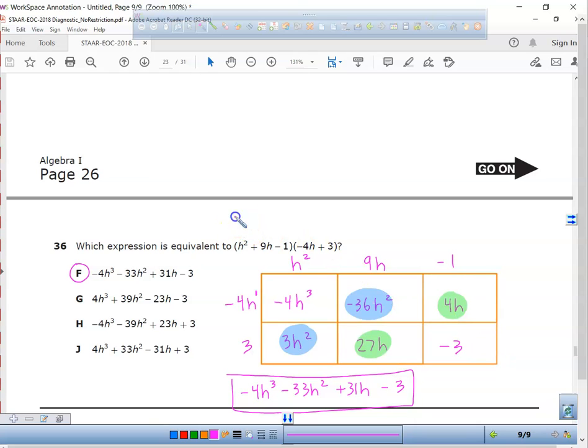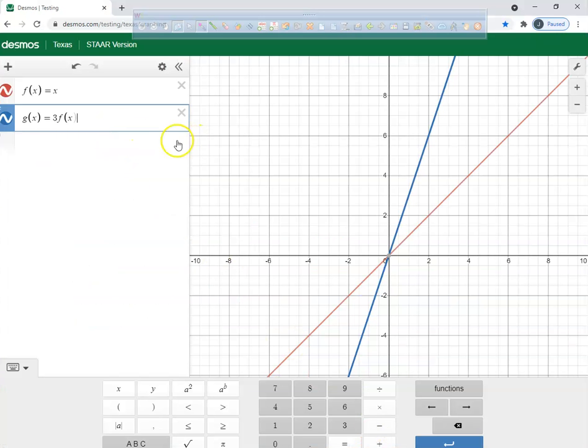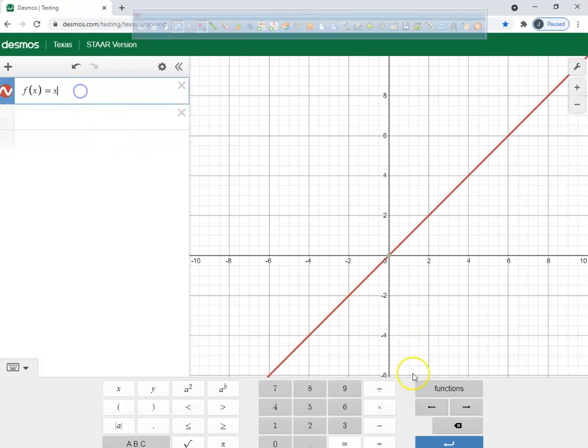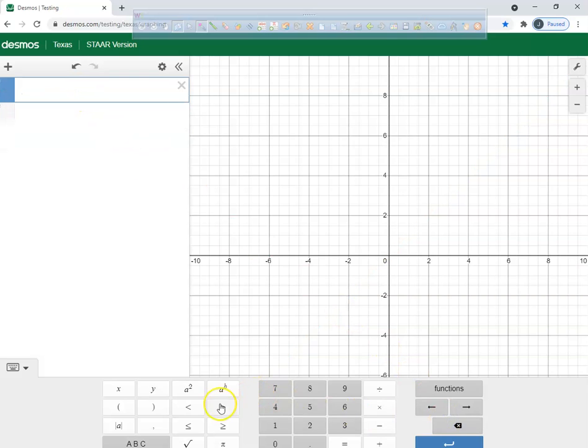How would you do it in Desmos? Here's how you do it in Desmos. You change all of your h's in terms of x. All right, so we take all of our h's and we turn it into terms of x, and here's what you would do. You would literally type it in. So help me out here. When I say help me out, there we go.